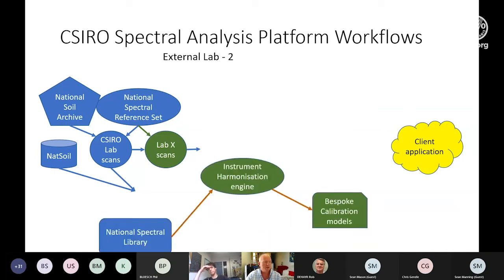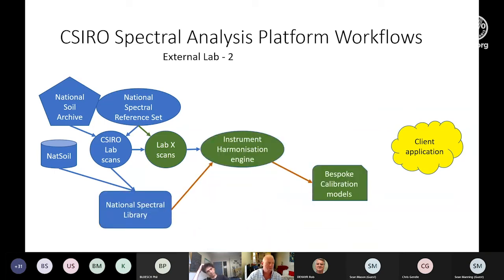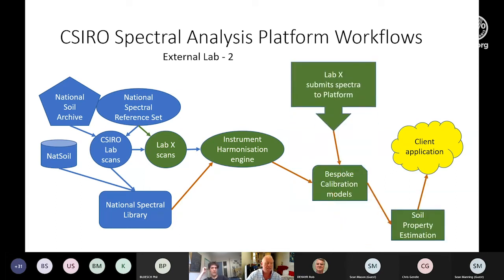The second option might be to actually spin our national spectral library on its head so that it matches the spectra coming from the different instruments from the different labs and create bespoke calibration models for that, such that that lab can then do its own bit of business.